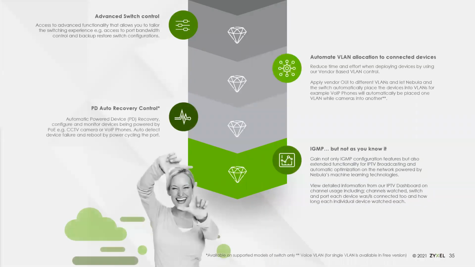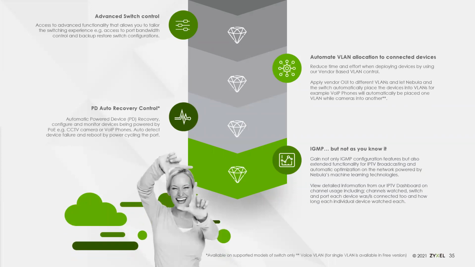On the switch side of things, it opens up some advanced features such as advanced bandwidth management. If you want granular control of bandwidth, you need ProPack. It gives you the ability to automatically assign VLANs based on the MAC address or the first few digits of the MAC address of connected devices.